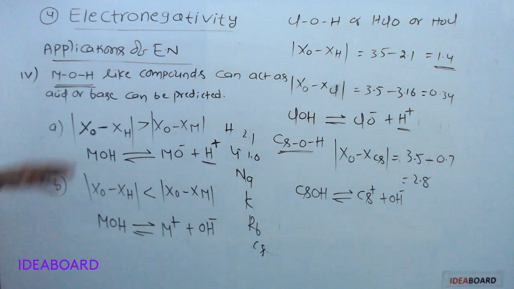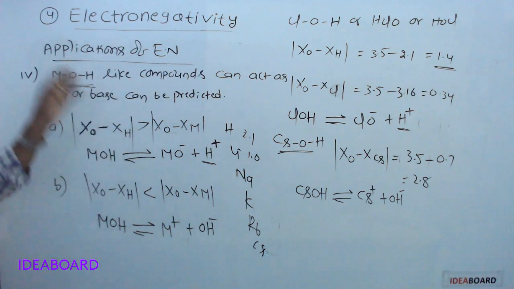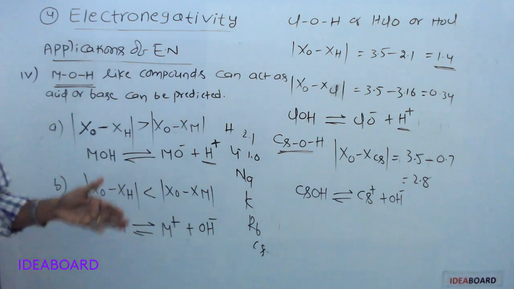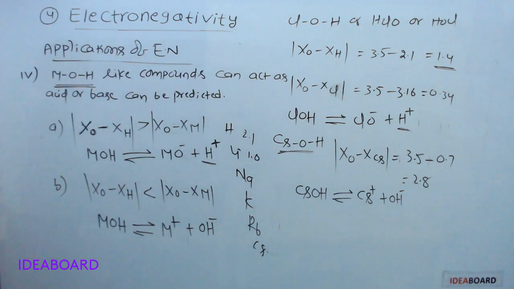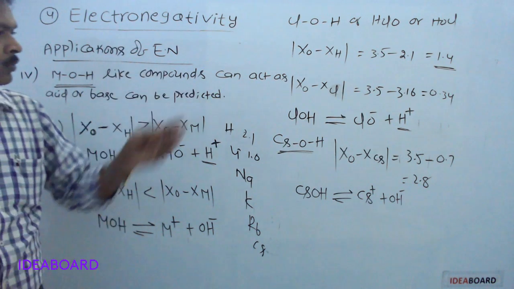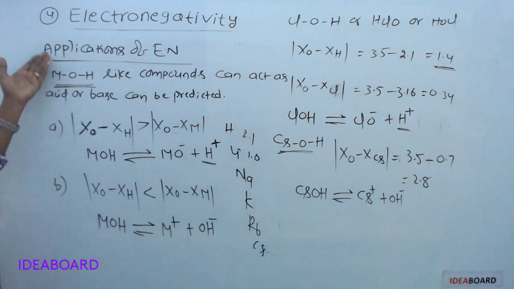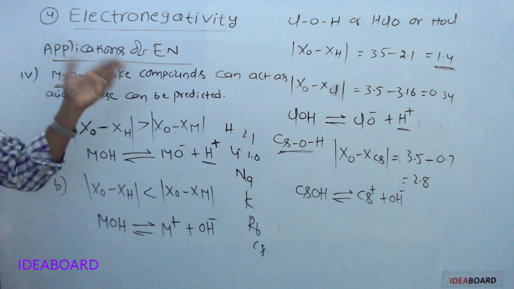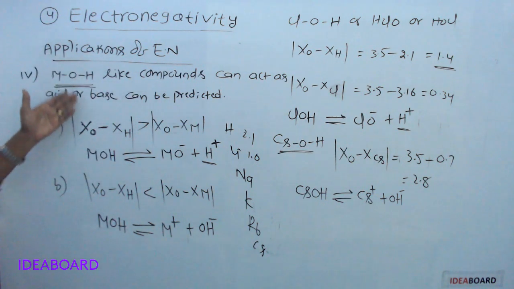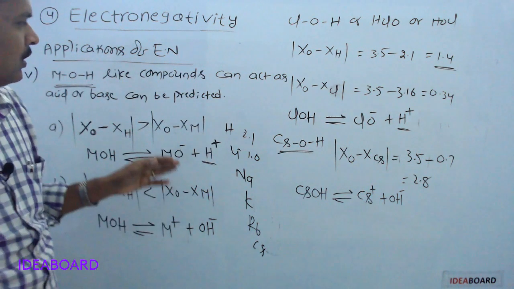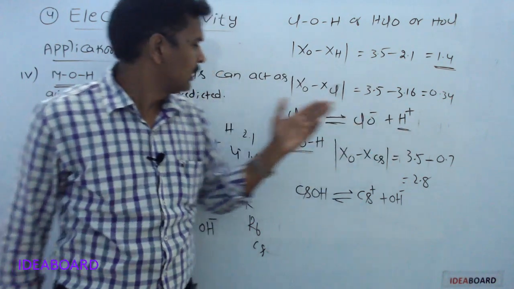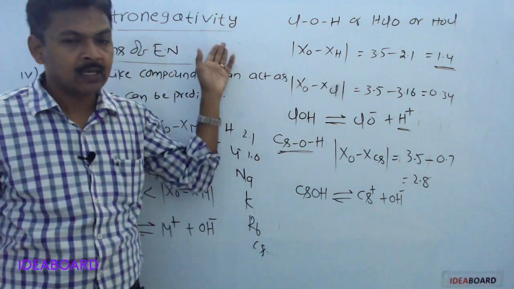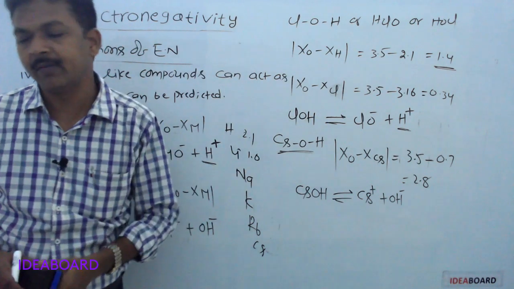These are the applications of electronegativity: to write the formula of compounds, to determine the percentage of ionic character of the compounds, to determine the nature of the bond found between two atoms, and, in the case of MOH like compounds, whether they act as acid or base can be predicted by using electronegativity values.